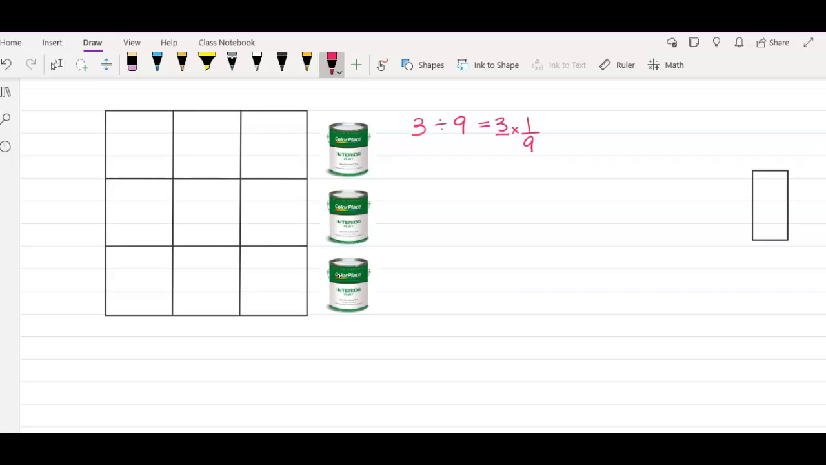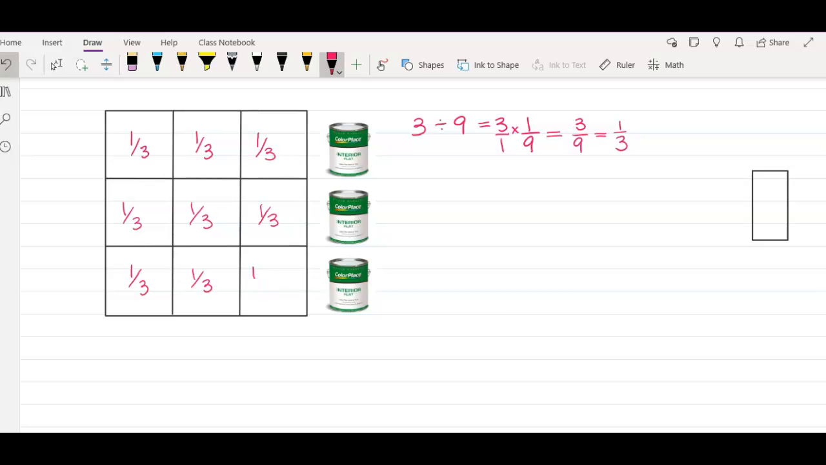We use the times symbol. And when we multiply fractions like this, we get 3/9, which equals 1/3. So if each square yard takes 1/3 of the gallon, let's add up all of these thirds and see how many gallons that would be. 1, 2, 3, 4, 5, 6, 7, 8, 9 thirds, which equals 3 gallons.